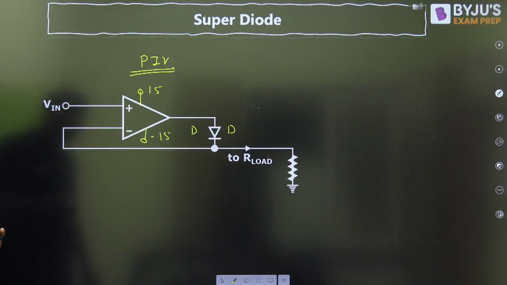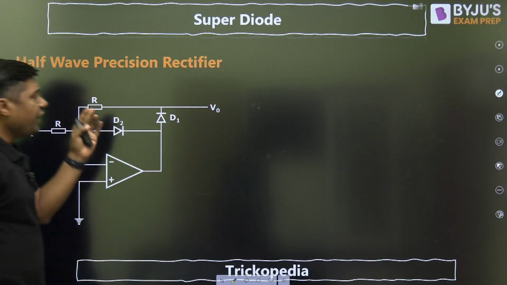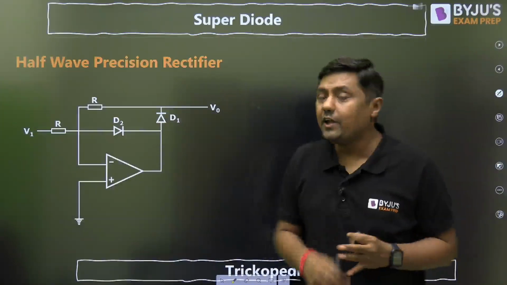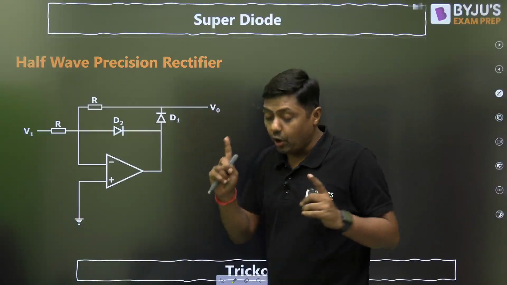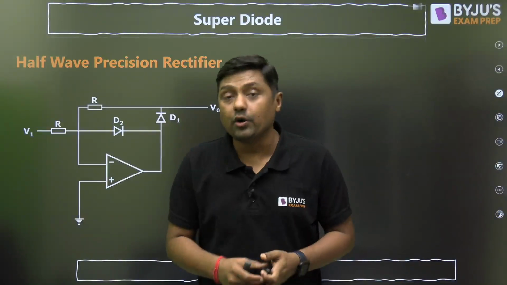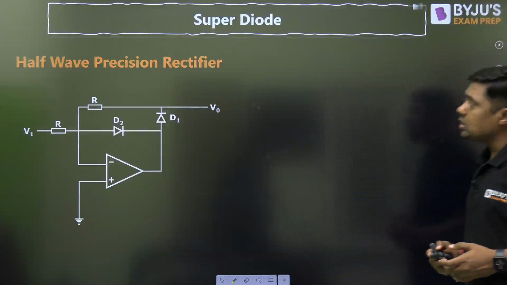And second important thing, the half wave precision rectifier. Why are we using two diodes instead of one diode? That is an important question. So guys, this is all about the super diode.